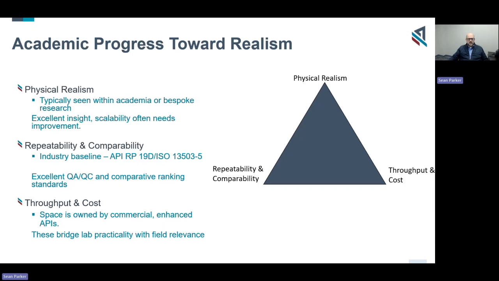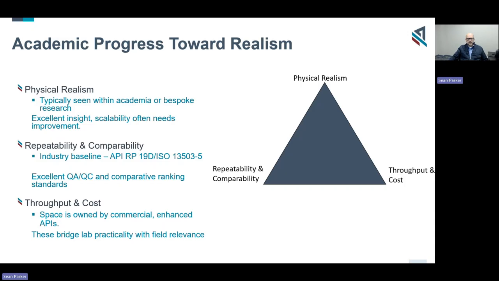Repeatability and comparability, these, in fact, are where the API standards and the ISO come in. And again, this is where baselines are established. The throughput and cost, this is more of the commercial side with enhanced APIs, and these historically bridge practicality with field relevance. Now, I'll state that if anyone tells you I can give you all three of these, more often than not, you're hearing marketing hype. You can pick two, but you can't have three as it stands now.